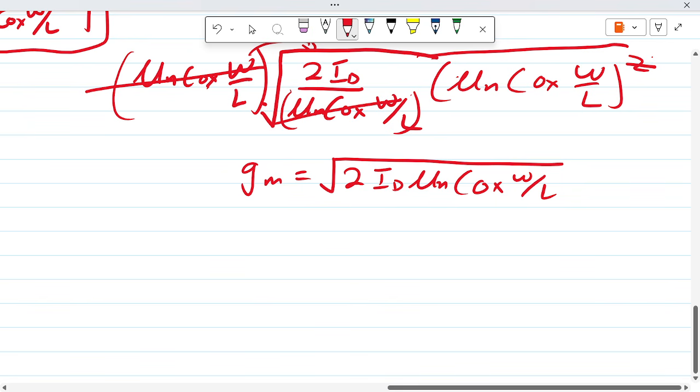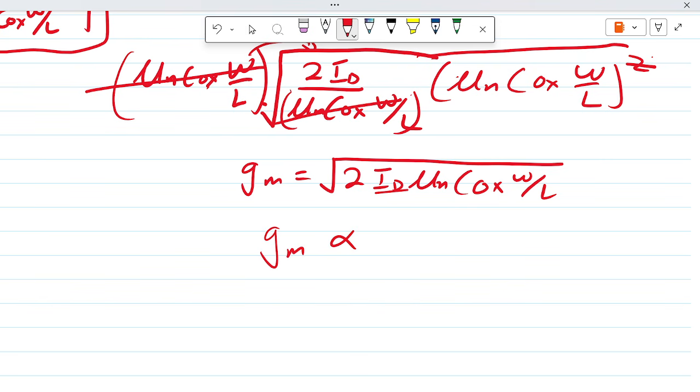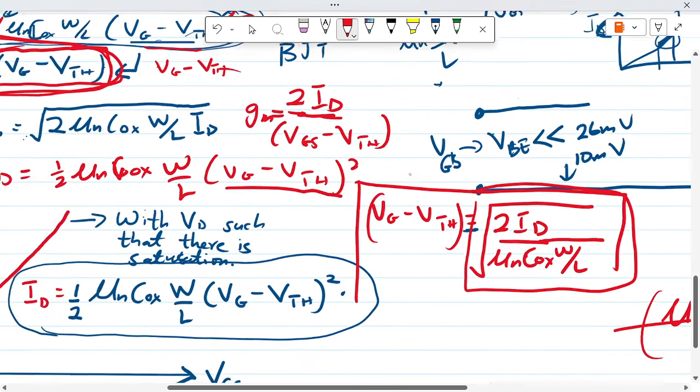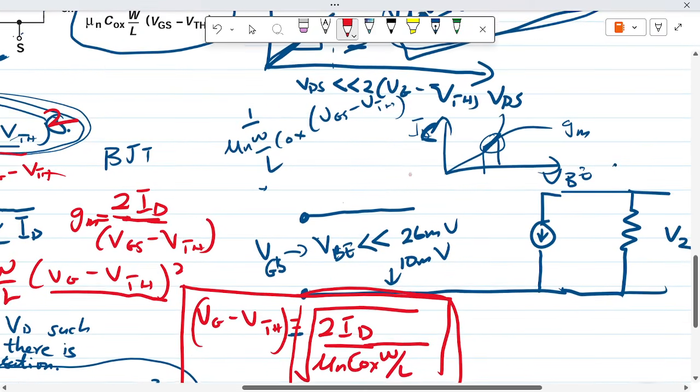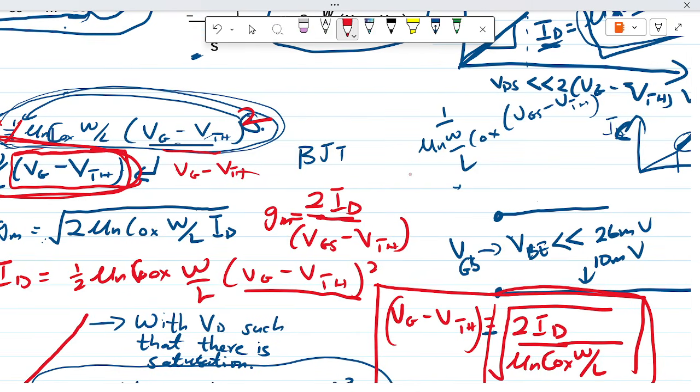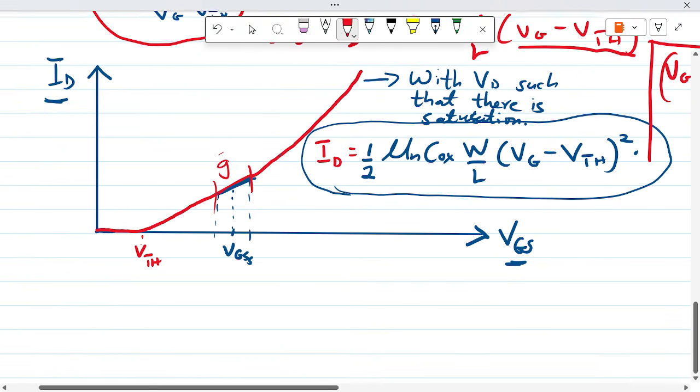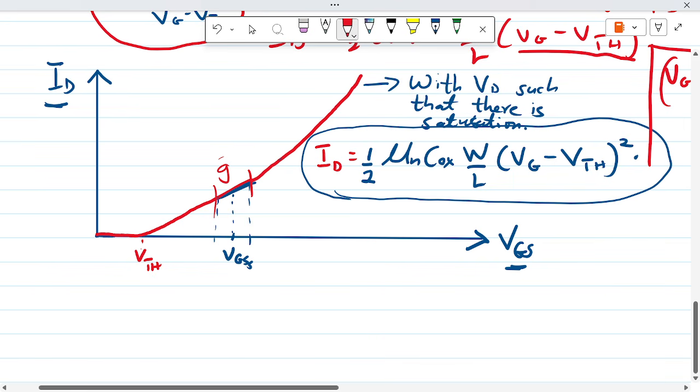It tells us that if ID remains constant here, then Gm is directly proportional to the square root of W/L. So we can derive other relations from them. If ID is also constant, then Gm from this equation is proportional to 1 over VGS minus VTH. Based on this, we could get an amplifier just as we did for the BJT.